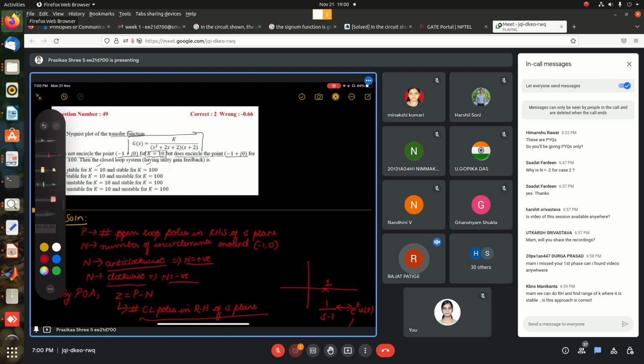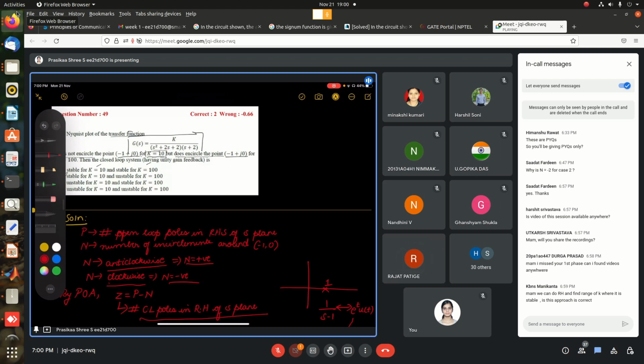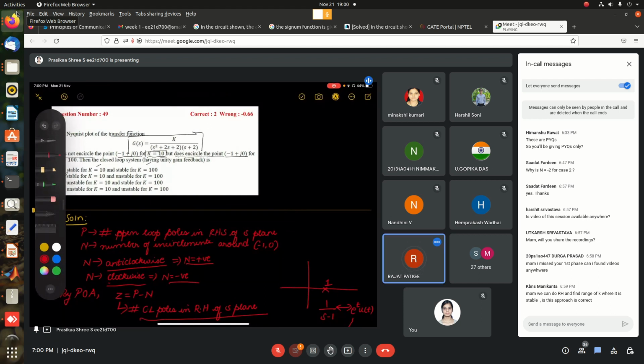So we got to know that K here doesn't make any change when it comes to the Routh array, but when it comes to N, Z is depending on N as well, right? The encirclements.